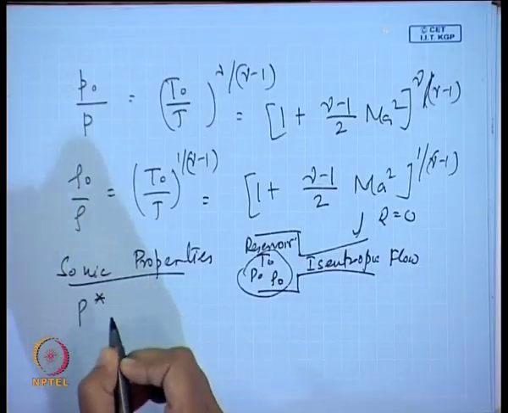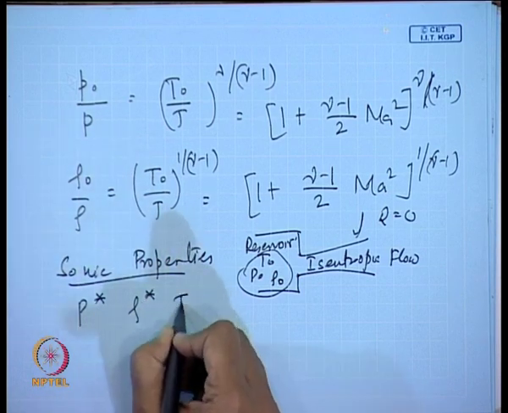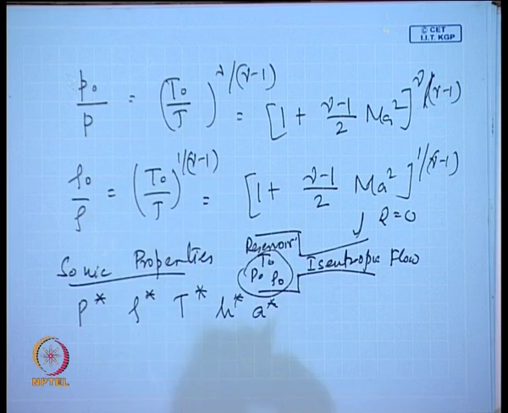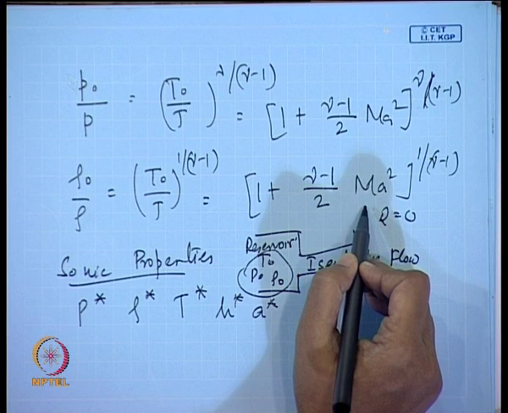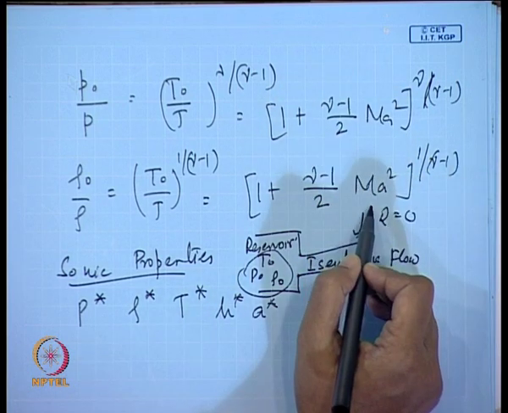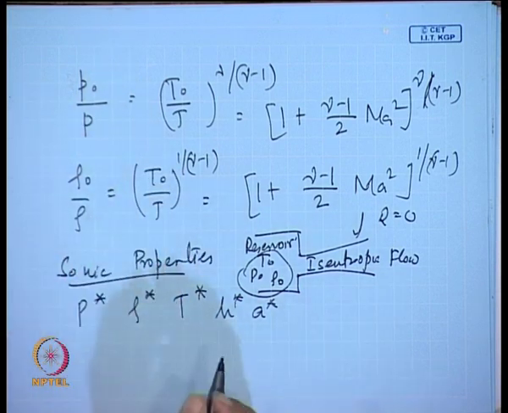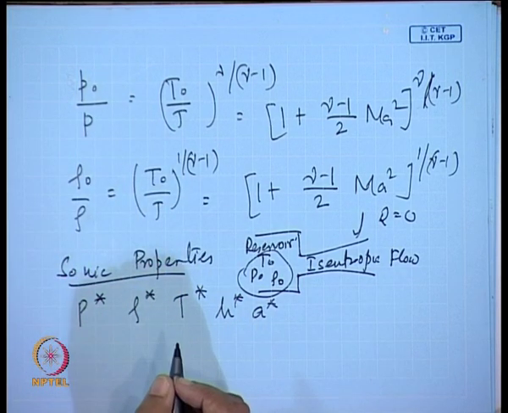Next is sonic properties. Sonic properties are the properties when Ma becomes equal to 1, is it not so? These properties are denoted by an asterisk. So, they are denoted by P star, rho star, T star, H star, A star, everything. Okay. So, how to express this? In whatever equations we have obtained, if Ma is reduced to 1, we can get the corresponding P star, rho star, T star, everything values.